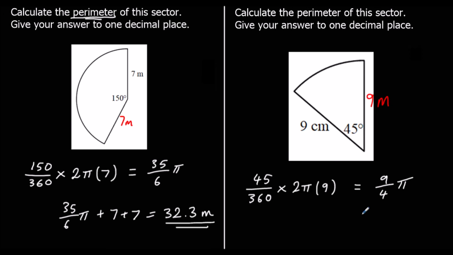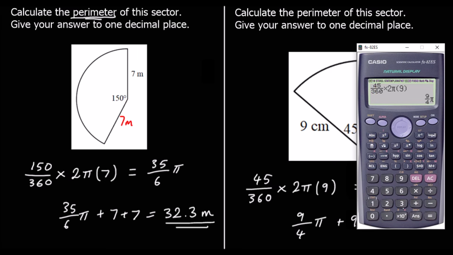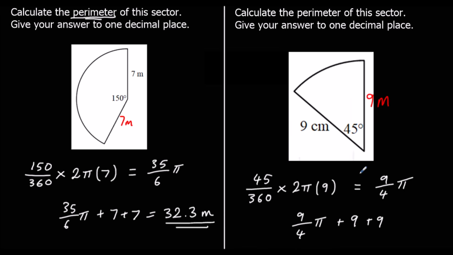And we're going to get that answer. It's in our calculator, and we're going to add on 2 nines for the perimeter. So the answer plus 2 nines to 1 decimal place is 25.1, and it's in centimeters. 25.1 centimeters.